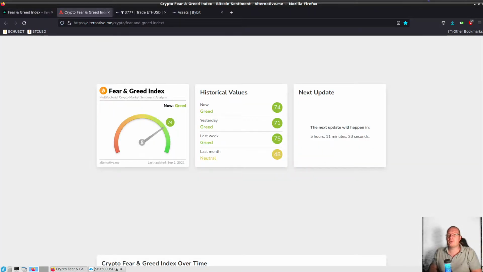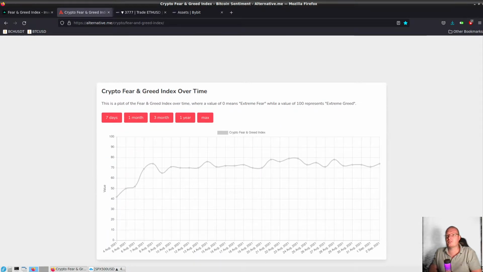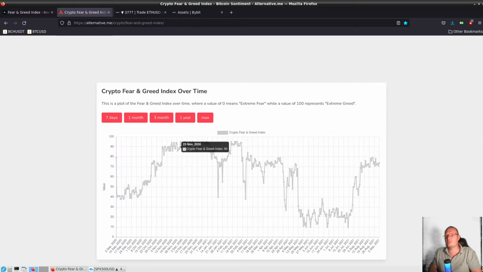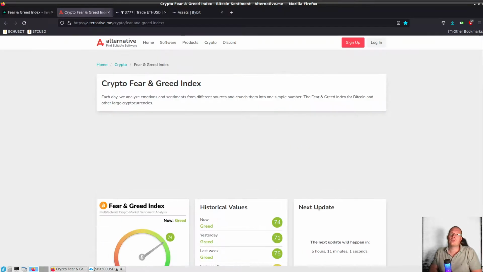Then for the crypto market, we're greedy. So also here we still have the possibility of having a big correction, but this one we can still stay greedy for quite a while, as you can see here, for example, before coming down then. So yeah.